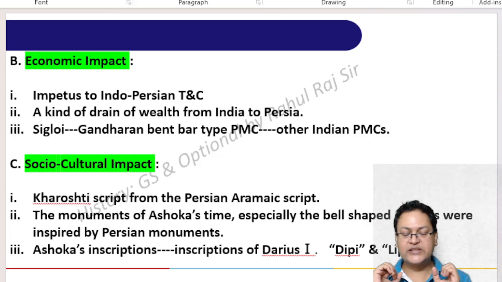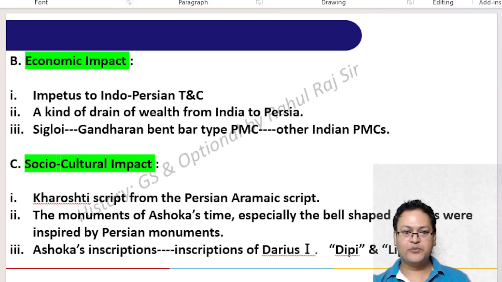Next, just as Ashoka issued inscriptions, similarly Darius had earlier issued inscriptions. So according to historians, Ashoka was probably inspired by Darius first. And also the Ashokan scribes, scribe means writers, replaced the Indian term lipi with dipi. Dipi is Persian. So there is some linguistic similarity also. Please remember political impact, socio-cultural impact, and economic impact. So let's move ahead, dear students.